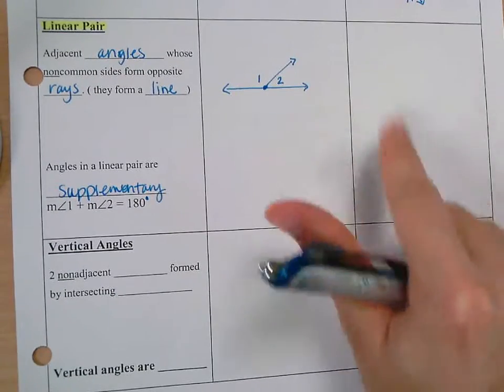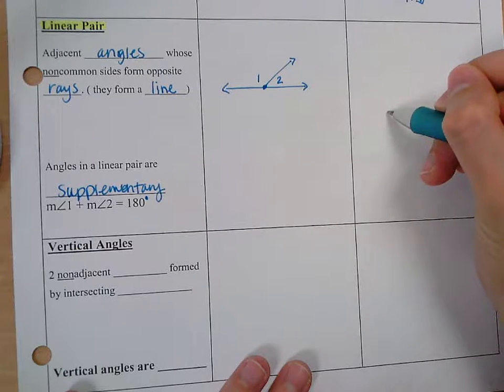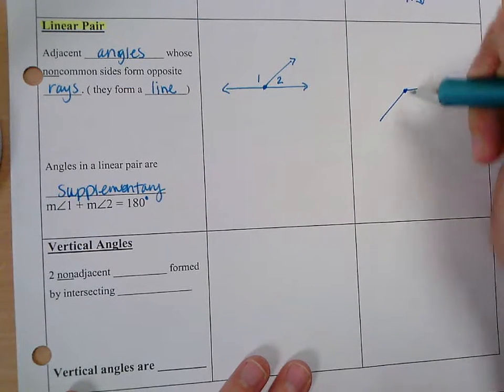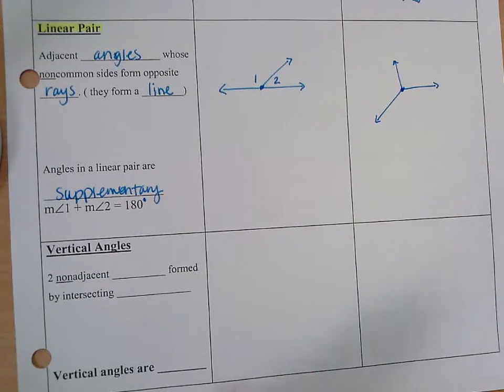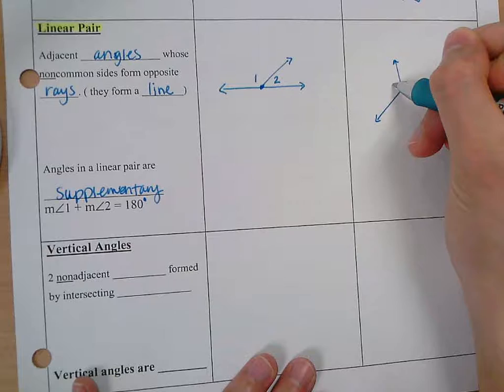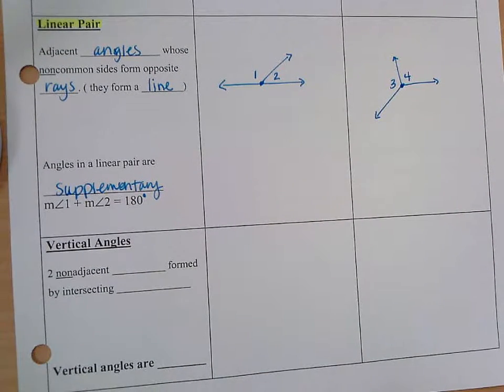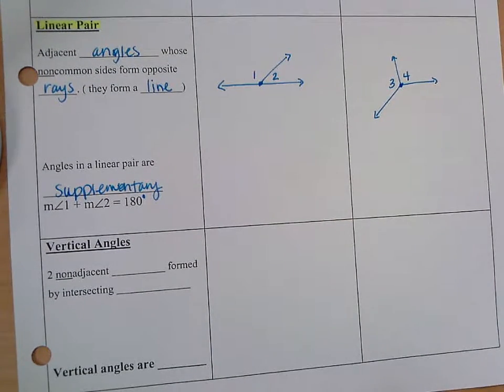So then a picture of something that's not supplementary would basically be adjacent angles that don't form a line. I'm going to put 3 and 4 here. Still adjacent, but their two non-common sides clearly do not form a straight line. So they're not a linear pair.